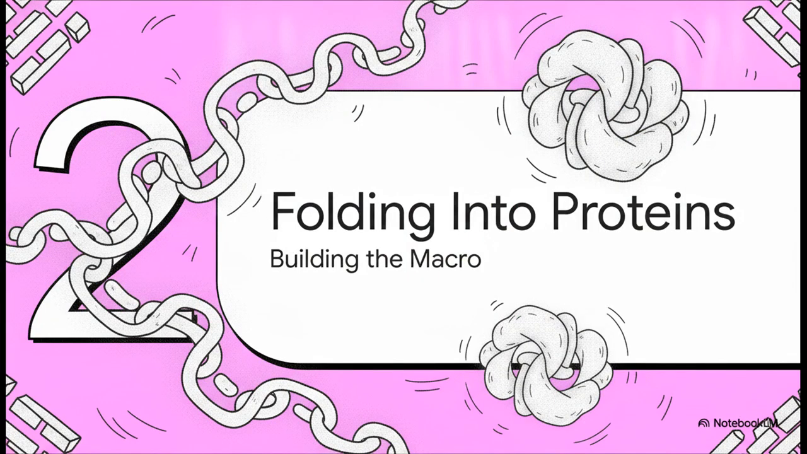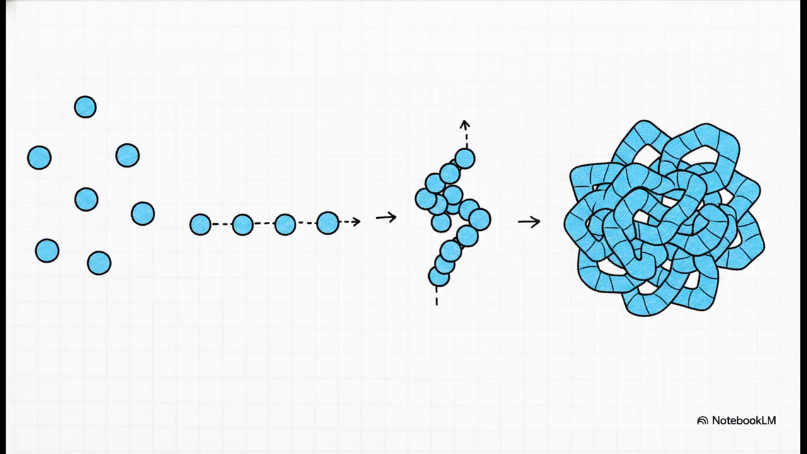Moving on to Section 2, folding into proteins, building the macro. So we've seen the individual bricks, but what actually happens when they link up? Well, it's all about the power of scale. Individual units of these amino acids combine in incredibly complex, repeating formations. They don't just form boring straight lines either. They twist, they spiral, and they fold into highly specific, three-dimensional macromolecules. These folded chains become the proteins that make up your muscles, your hair, your organs, the whole shebang.